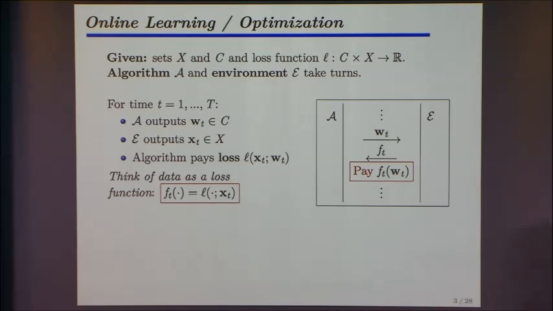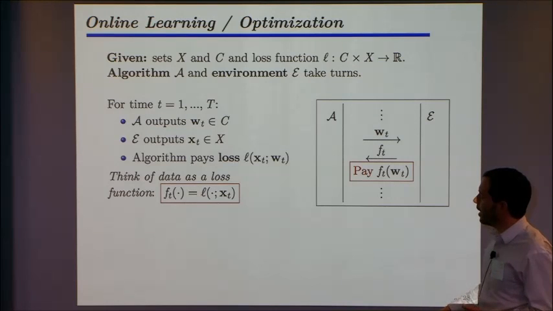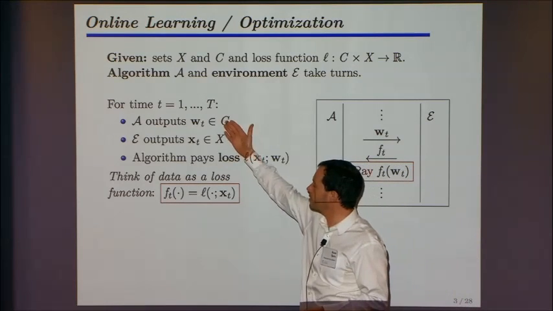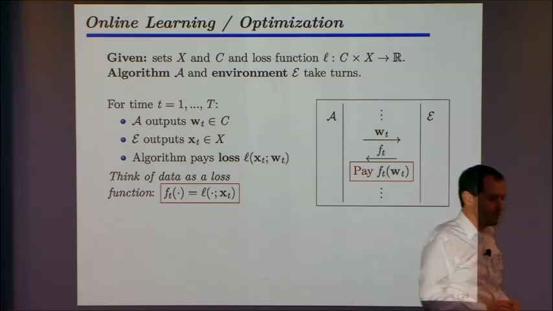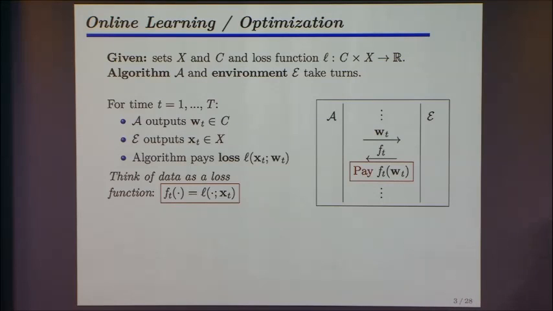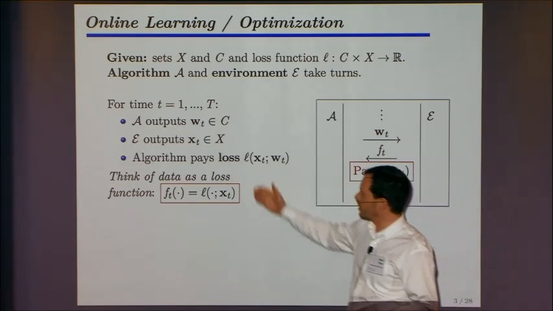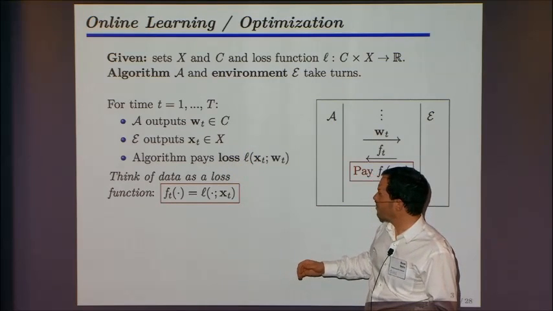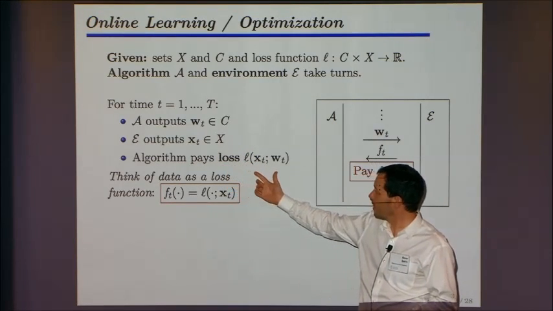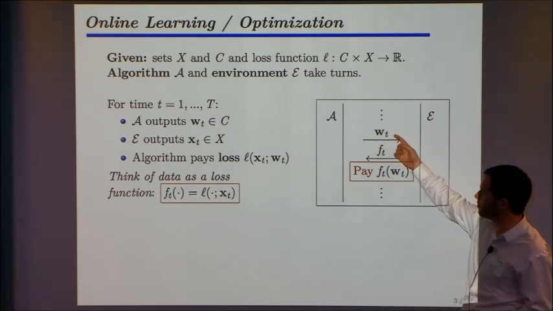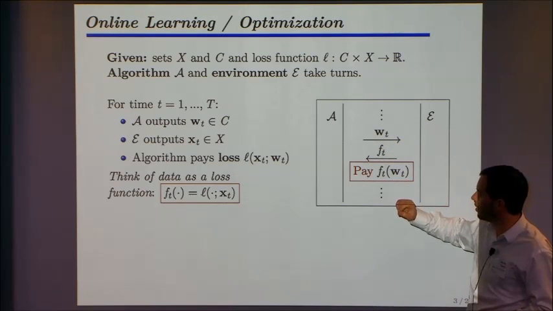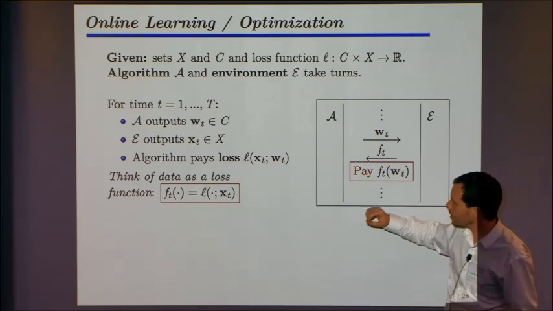And here's what happens. We play this game for several rounds, where at each round, the algorithm announces, well, here's what I think the parameter vector should be. Here's my current model of the world. The environment says, well, here's some data. And the algorithm pays the loss of this prediction on the data that was presented.